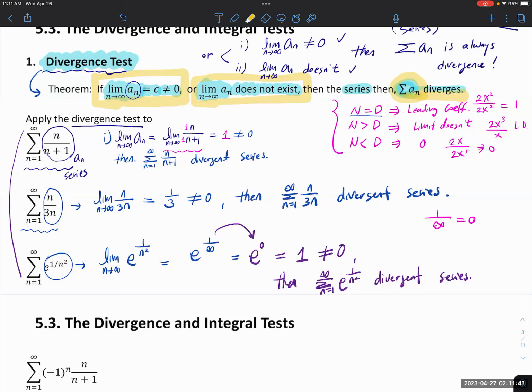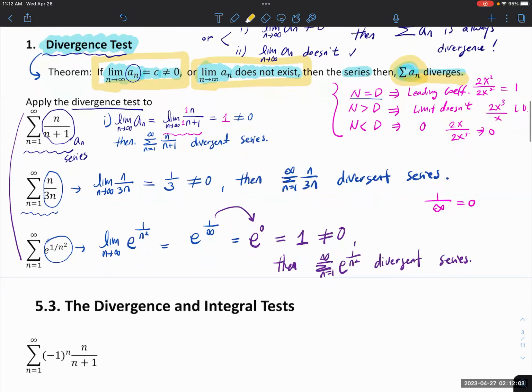How do you feel so far? Does it make sense to you? So can I go to the next slide? Okay, so I'm going to keep reminding you of this divergence test. Check the limit, okay? All right, let's go to two more examples. I'm going to go down slowly.